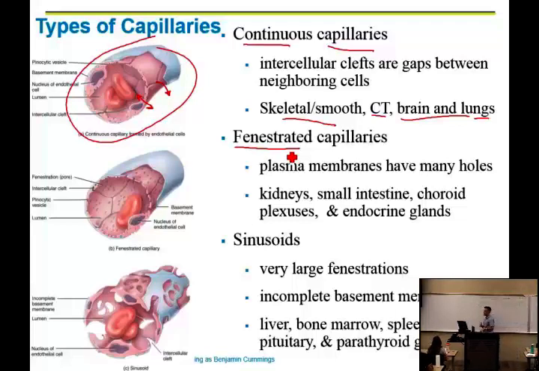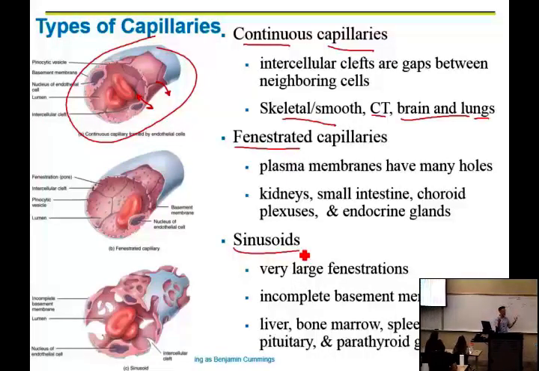The last type, after the fenestrated, are called sinusoids, right? A sinus is like a big space. Sinusoids is a type of capillary. They basically look like they're moth-eaten, right? They're barely holding together. Not only do they have large holes in the epithelium, but even the basement membrane has holes in it. So these are where we have to have a lot of movement. Again, we're seeing it for endocrine organs that put out a lot of hormones, for sure.